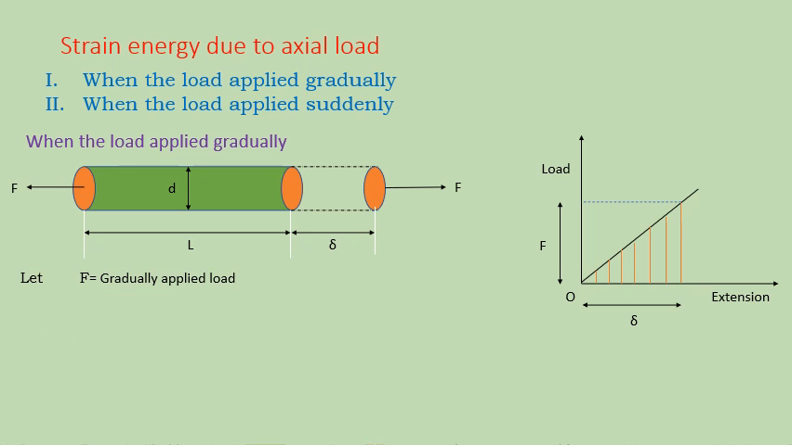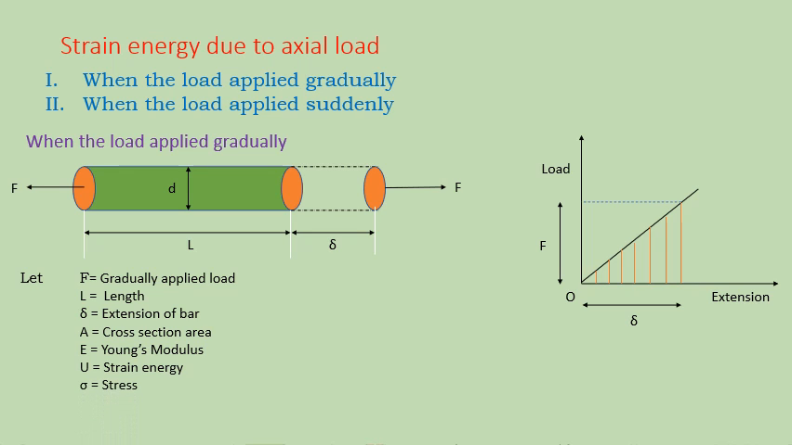So let F is equals to gradually applied load, and L is the length of the bar, prismatic bar, and delta is the extension of the bar due to the application of load F, and A is the cross sectional area of the prismatic bar, E is the Young's modulus of the bar material, capital U represent the strain energy, sigma is the stress induced.